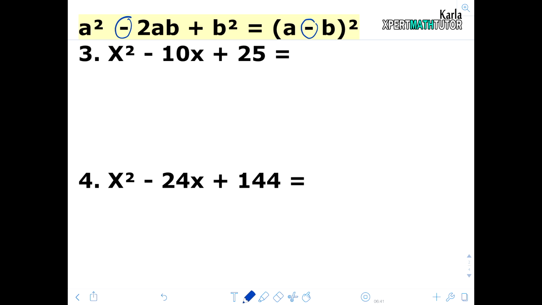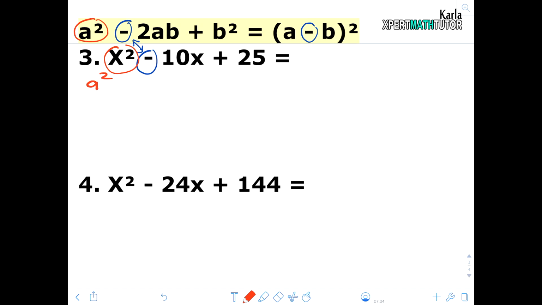So in number 3, x squared minus 10x plus 25. I notice that it also has this minus sign. These are the same. Okay, so we're going to use this formula. So first thing we're going to do is recognize that a squared must equal x squared. So we're going to set them equal to each other. A squared is equal to x squared.